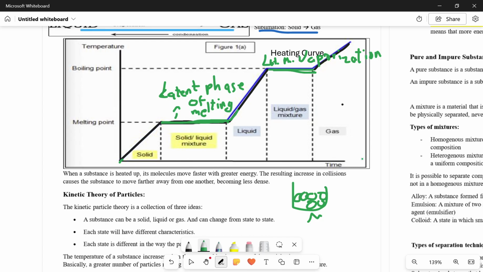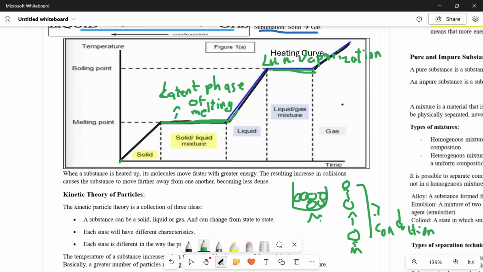Bond breaking takes place. So I will supply heat, for example. This particle gets the heat, then it passes it on to another particle, and it goes from one particle to the next, and this is known as conduction. It's a physics concept, but it's good to know.